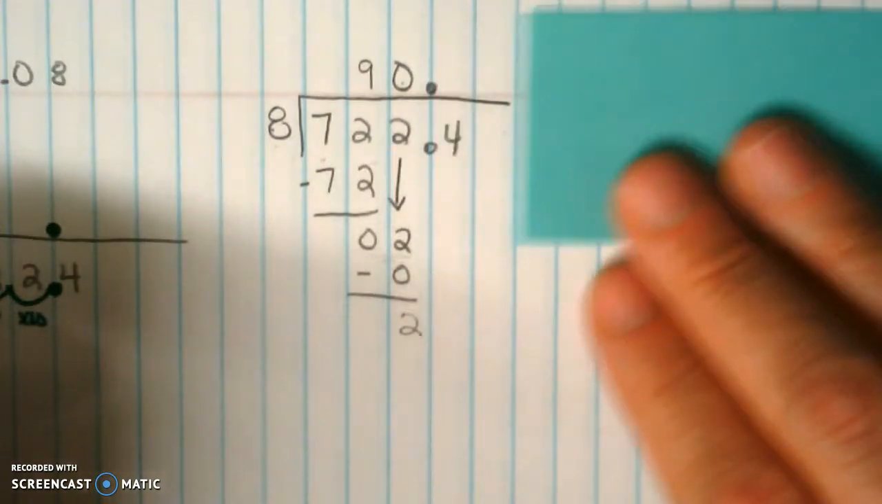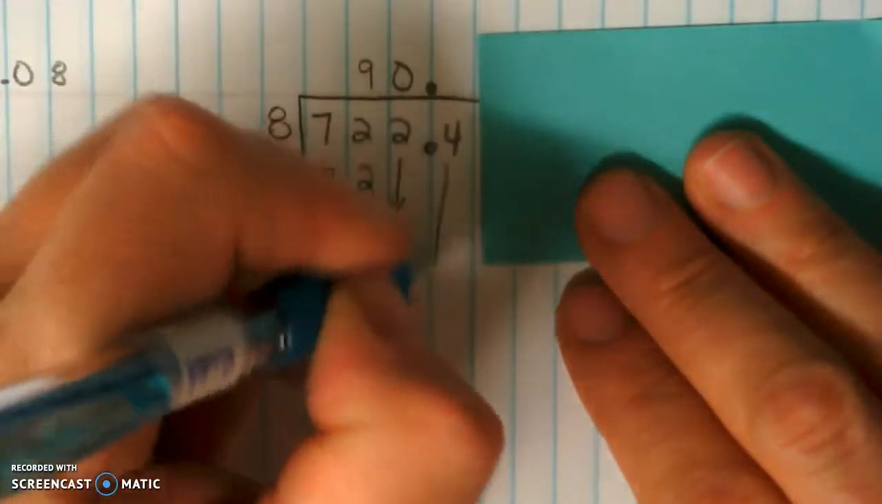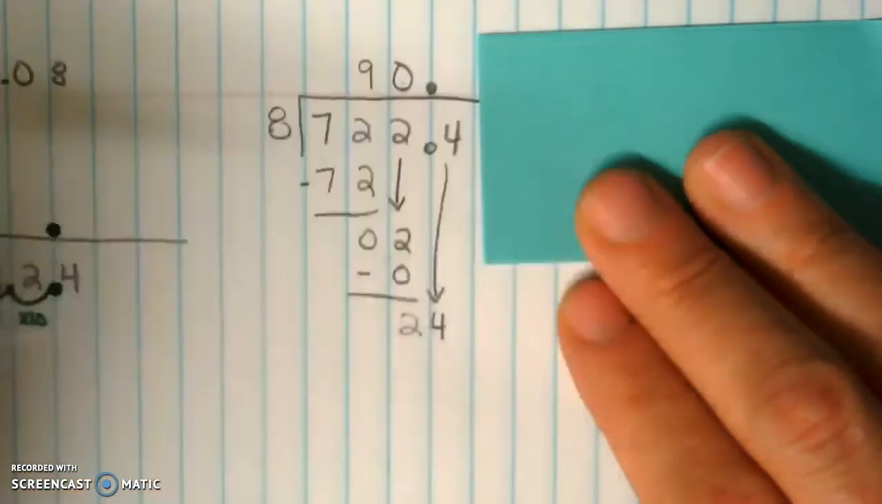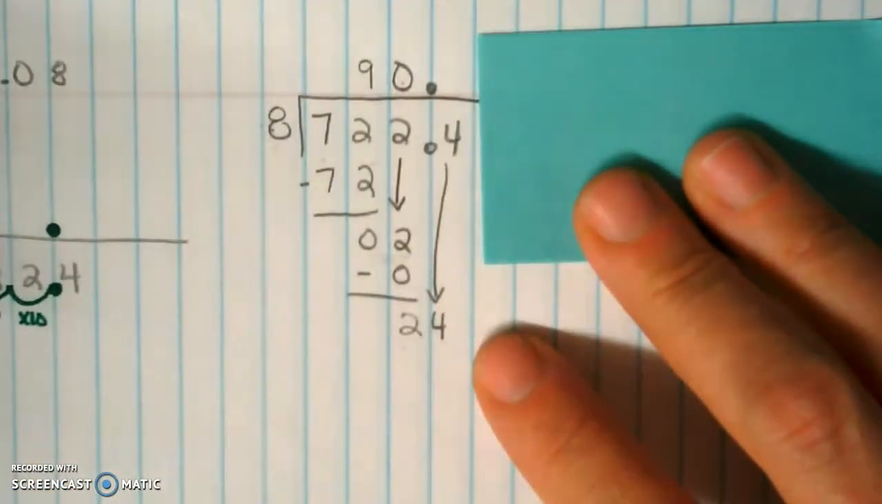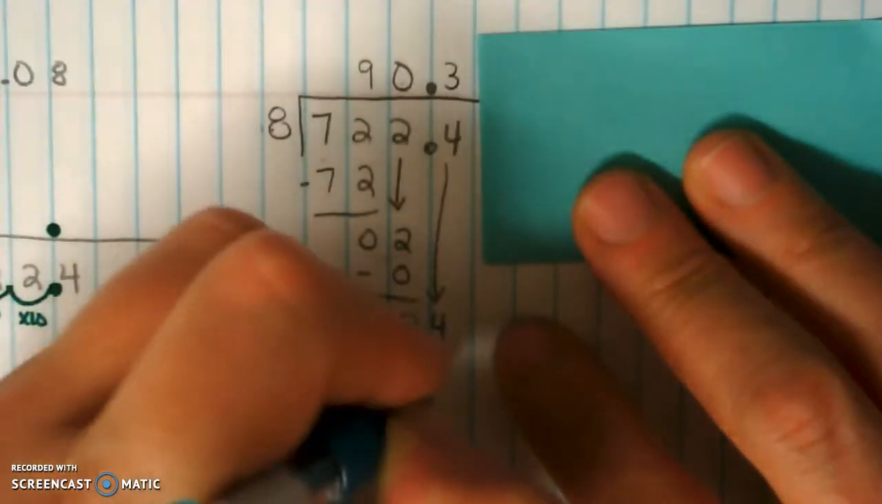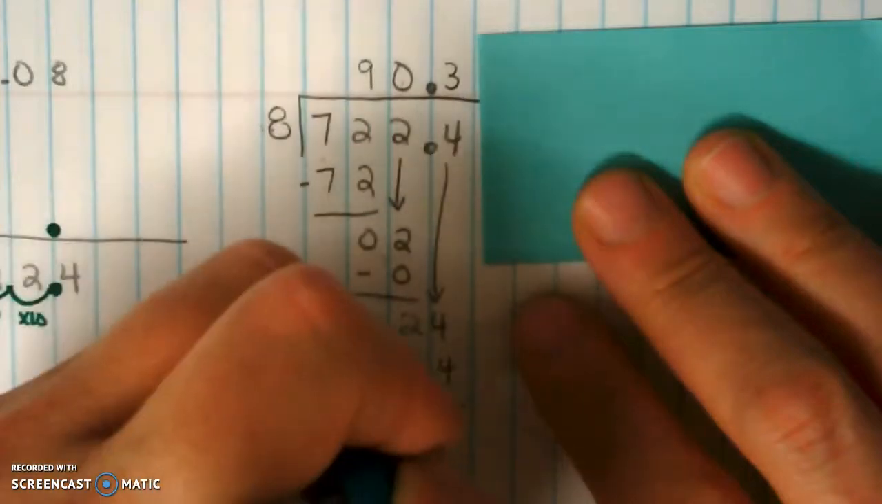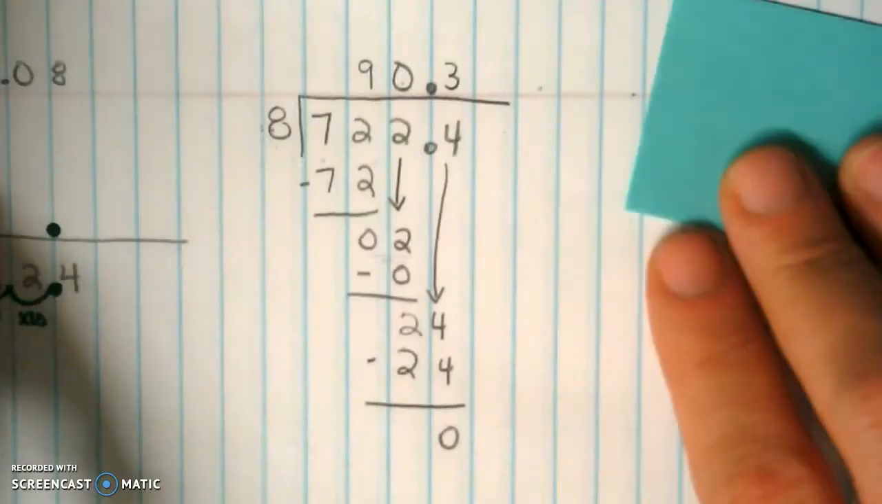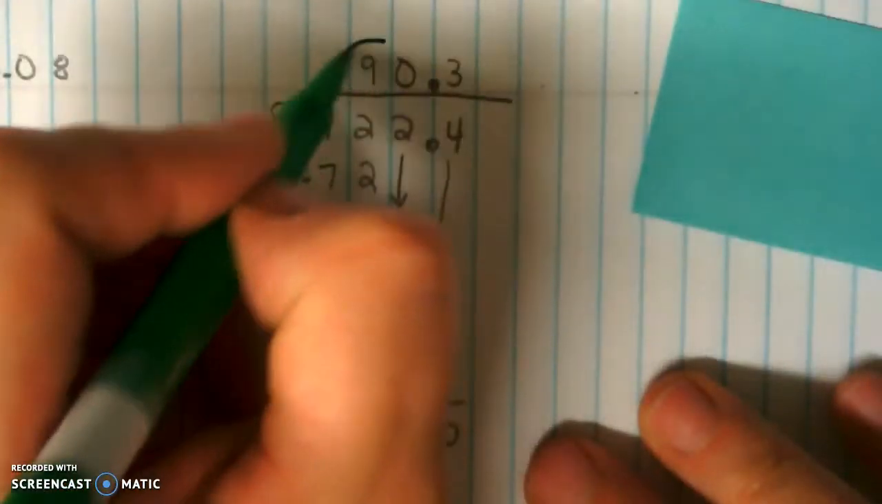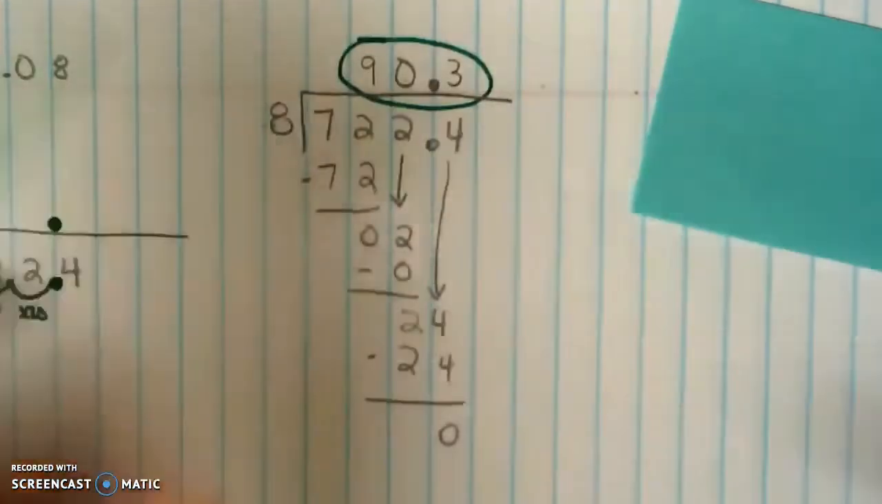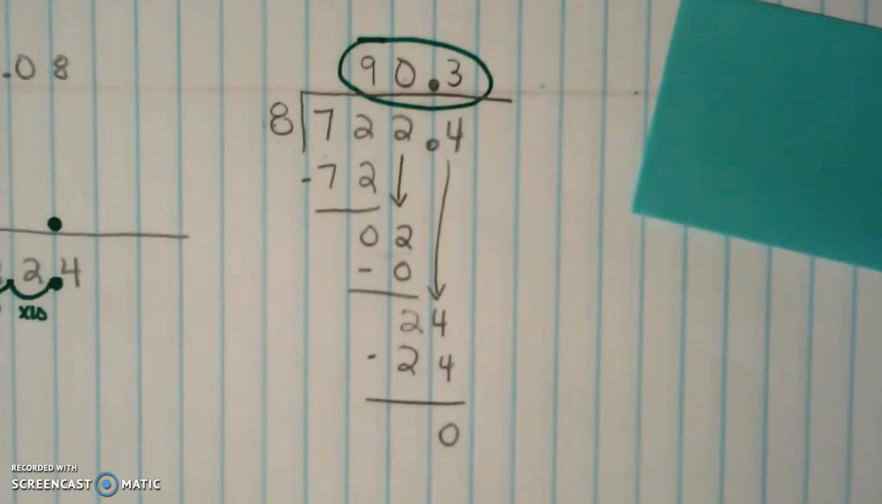So now I'm going to drag down my next digit, which just so happens to be the last digit. I can take 8 away from 24 3 times. 3 times 8 is 24. 24 minus 24 is 0. So now we're done. The quotient to that problem is 90.3.